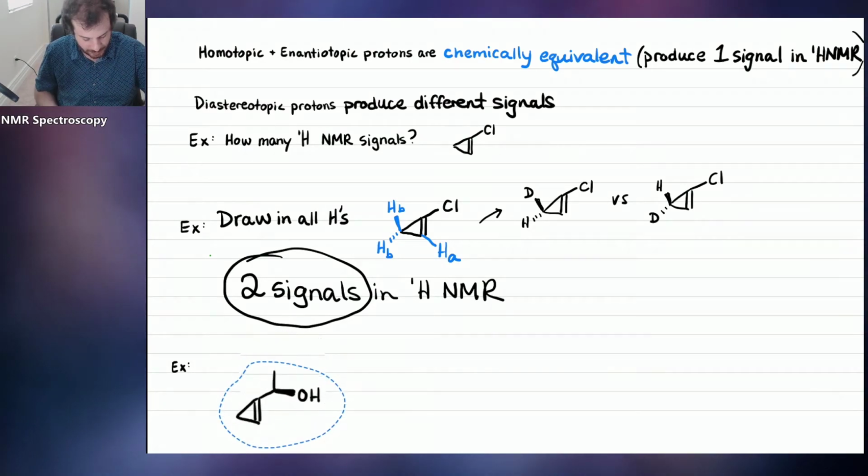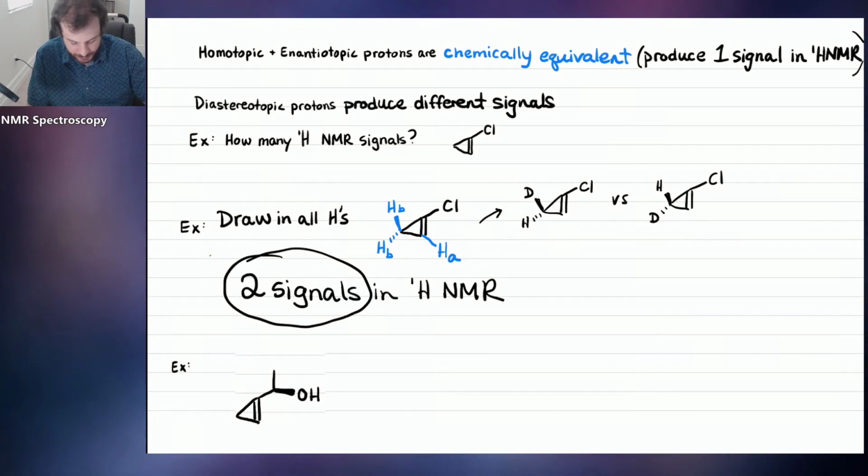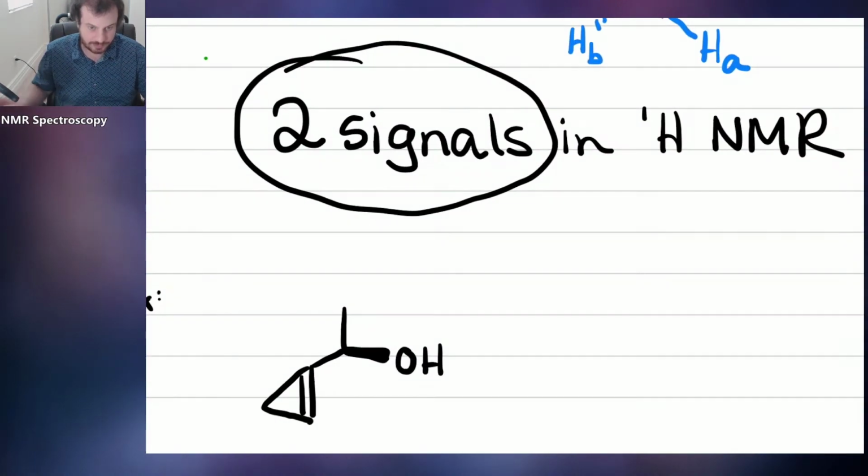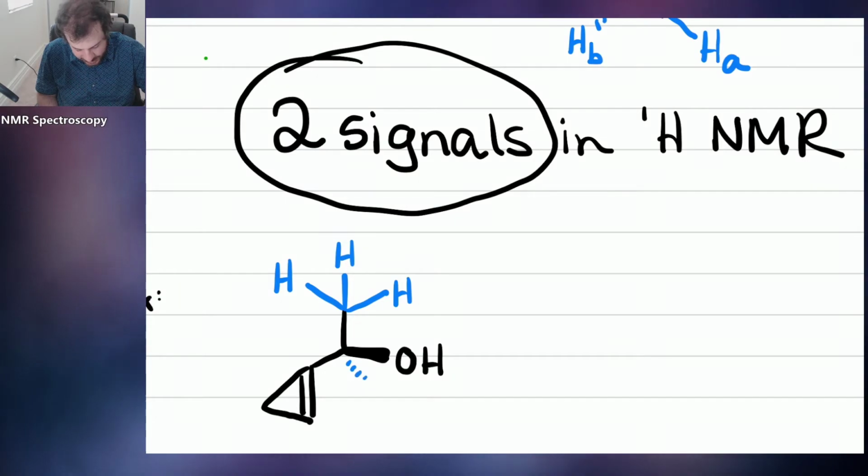Okay, let's do this compound here and figure out how many signals this compound is going to produce on the proton NMR. So first things first, we need to draw in all our hydrogens. So I'll go ahead and do that. I'm going to zoom in here. All right, now on this carbon here, we have 3 hydrogens, so I'll draw those in. Okay. We have a hydrogen not shown, but it's dashed right here.